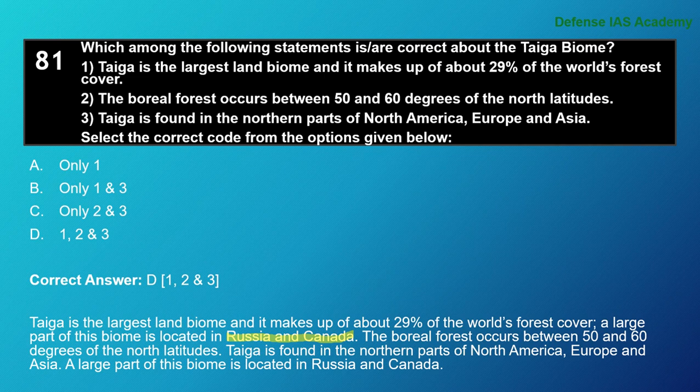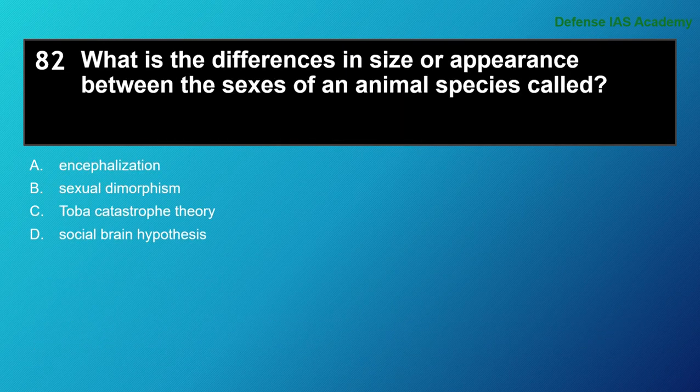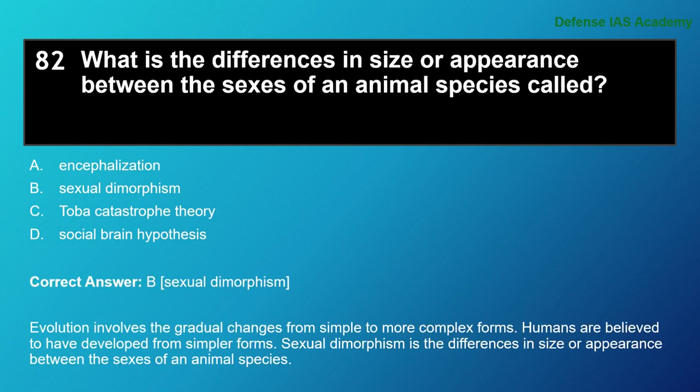The taiga is the largest land biome and it makes up about 29% of the world's forest cover. A large part of this biome is located in Russia and Canada. The boreal forest occurs between 50 and 60 degrees of north latitudes. Taiga is found in the northern parts of North America, Europe and Asia. So, taiga is called the largest land biome.